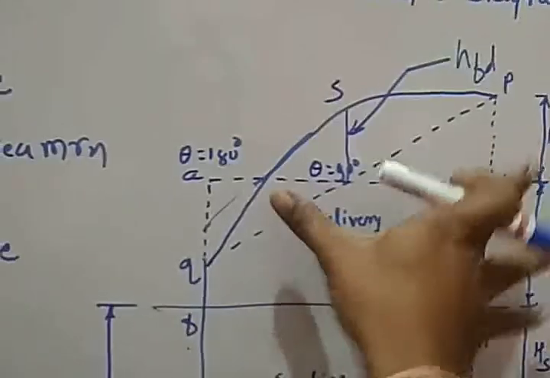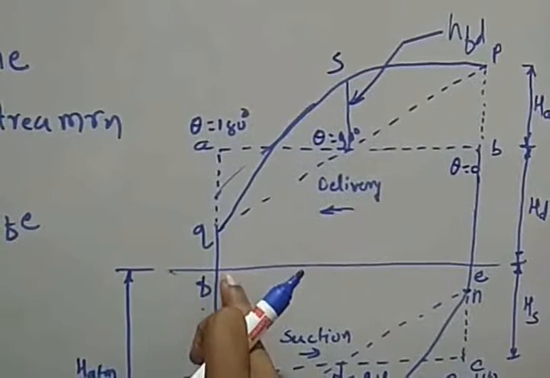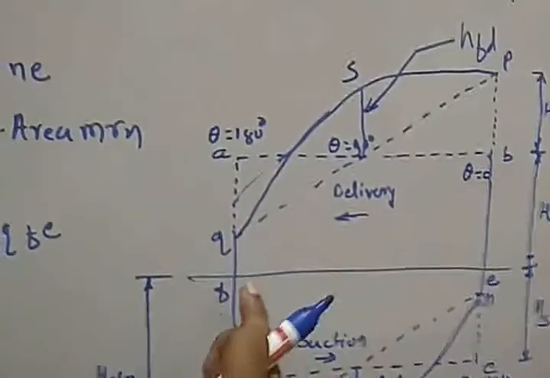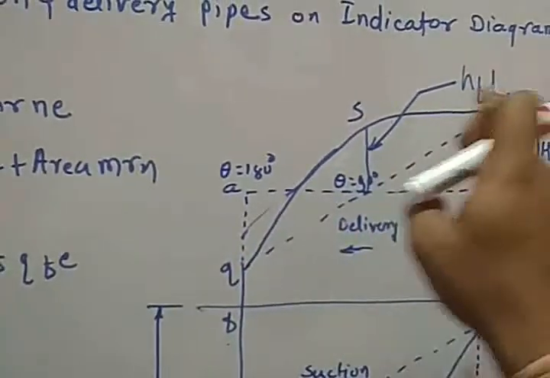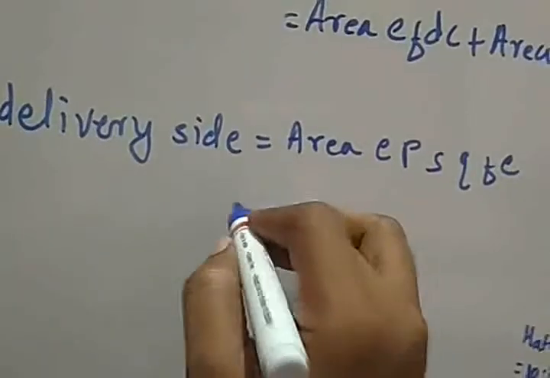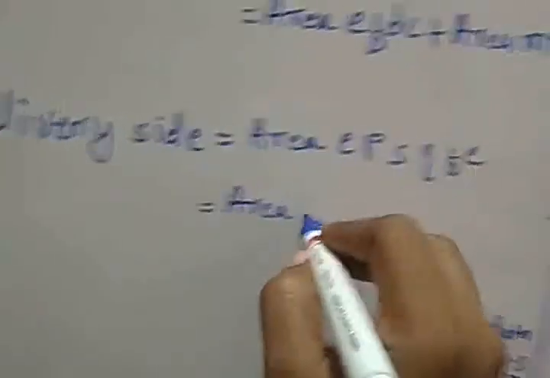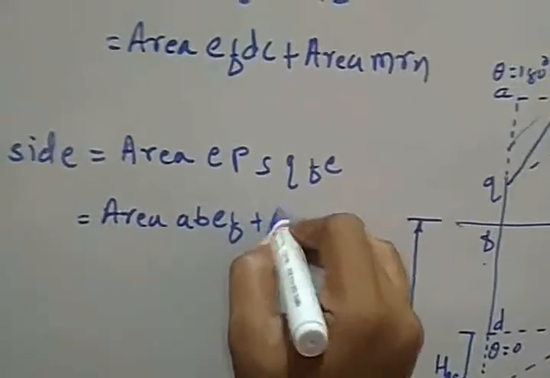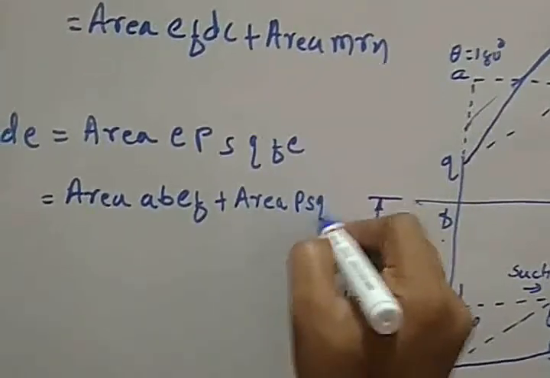Again, if I move this line something like this, it will match the line AB. So this will be the addition of the area of rectangle ABEF and the area of this particular parabola PQS. I'll write the same over here: area of rectangle ABEF plus area of parabola PQS or PSQ.